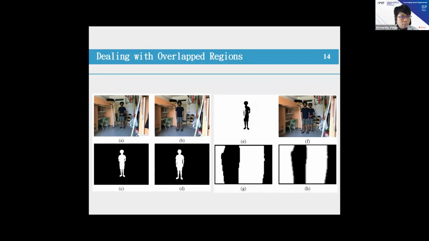So actually in this case, when these two foreground people are close or even overlap with each other, we can see that there is a problem, because when they overlap like this, it's very difficult to find a seam. So we try to find a seam along the shape boundary, but you can see that the shape boundary has some artifacts. So we try to use some Gaussian blurring to smooth the edges before the composition.